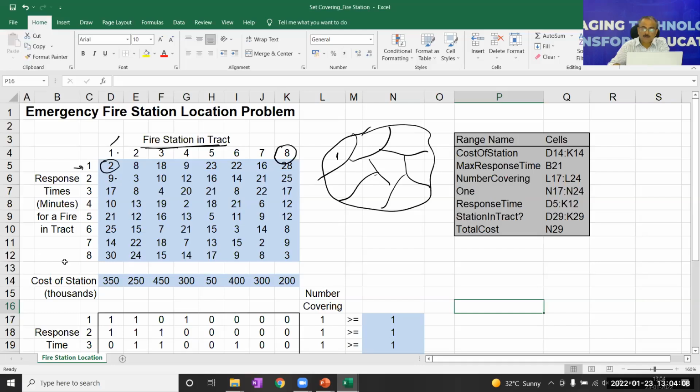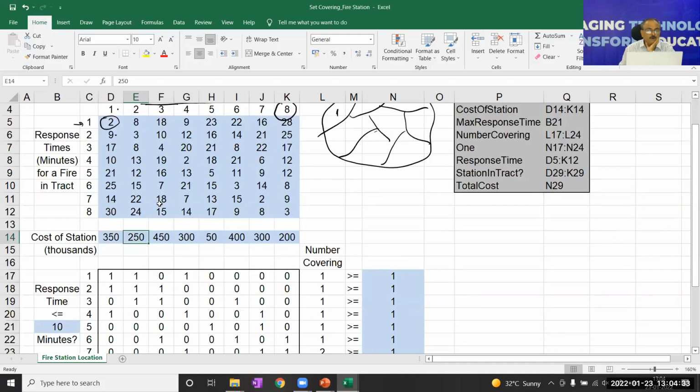And for the location of each tract's fire station, there is a cost that is associated. So here is the cost that is being given. For example, to locate a fire station in tract 1, it will cost 350. To locate a fire station in tract 2, it will cost 250. So based on this requirement, we can formulate it as a binary integer programming problem.